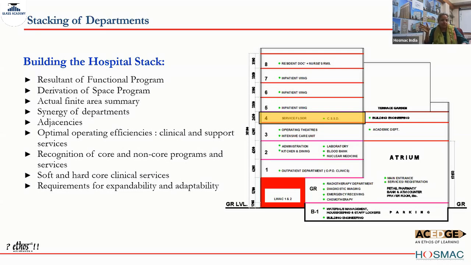There has to be a synergy of departments to be put together. The adjacencies have to be worked out so there can be some staff sharing also. Then optimal operating efficiency, recognition of core and non-core programs. All this is pretty structured for a hospital.